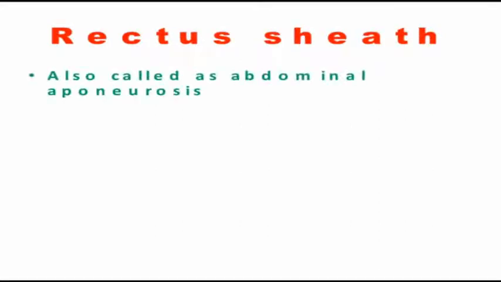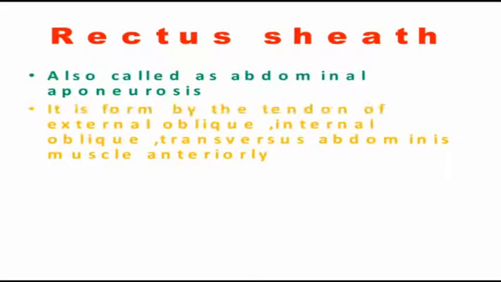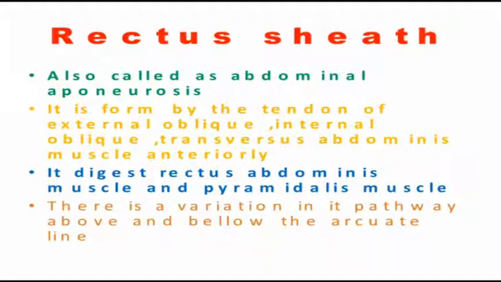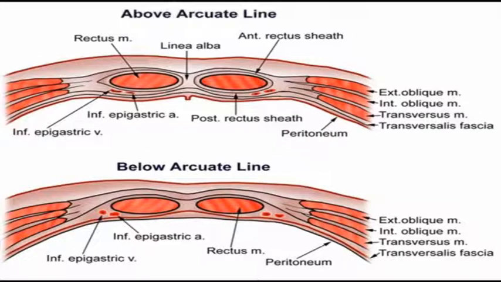Okay, so the rectus sheath is also called the abdominal aponeurosis. It is formed by the tendons of the external oblique muscle, internal oblique muscle, and transversus abdominis muscles, which are found anteriorly. It covers the rectus abdominis muscle and the rectus pyramidalis muscle. There is a variation in its pathway above and below the arcuate line or pectineal line. As you can see here, this is the external oblique muscle, this is the internal oblique muscle, and this is the transverse abdominis muscle.